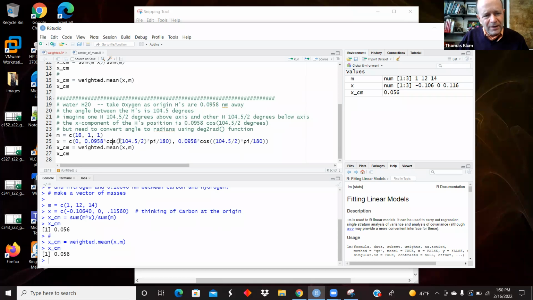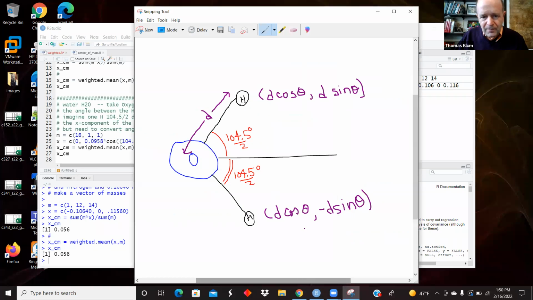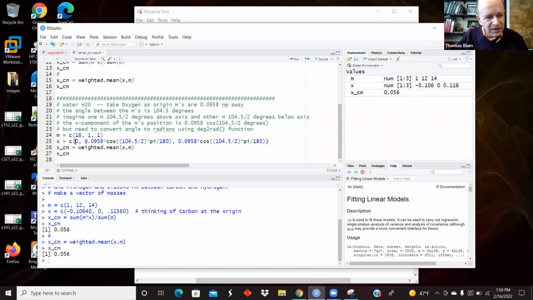I'm multiplying it by cosine to get the x component, 104.5 divided by 2, that's the angle. And then I had to convert it to radians, so I just multiplied it by pi and divided it by 180, just sort of by hand, converting the angle to radians, so when I take the cosine, it will work. In most computer languages the cosine works in radians, so I have to do that conversion. And the x component of these two hydrogens are the same. So there's my oxygen, my upper hydrogen, my lower hydrogen.